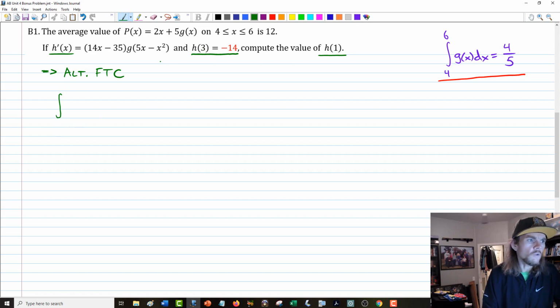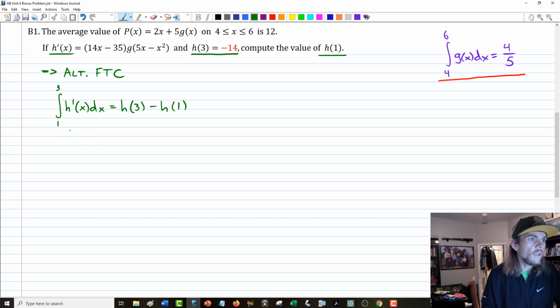So first of all, our values are 1 and 3. I'll admit that's a little disappointing at first. I was hoping for 4s and 6s, but we'll see where this goes. So this will be the integral from 1 to 3 of h prime of x dx is going to be equal to, by the fundamental theorem of calculus, h of 3 minus h of 1.